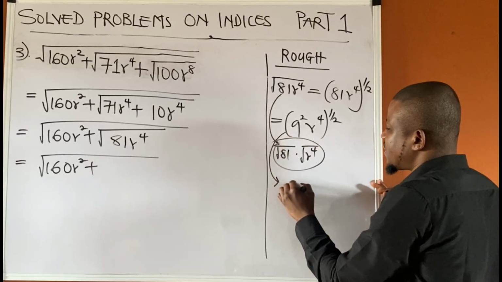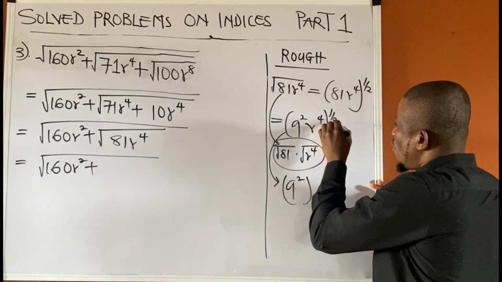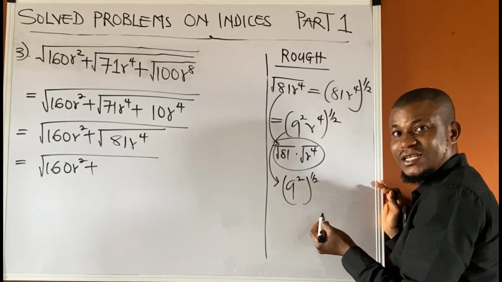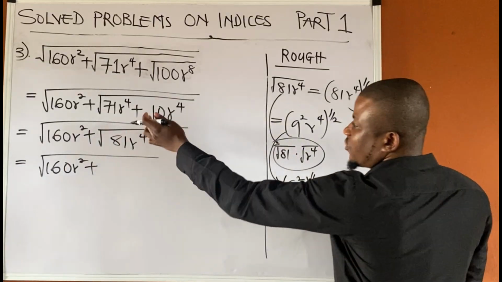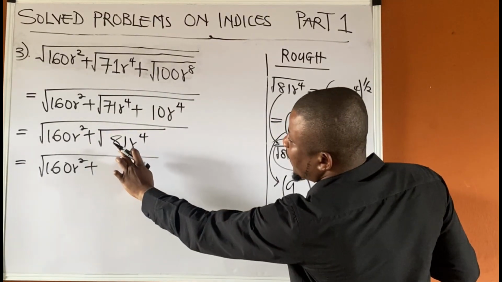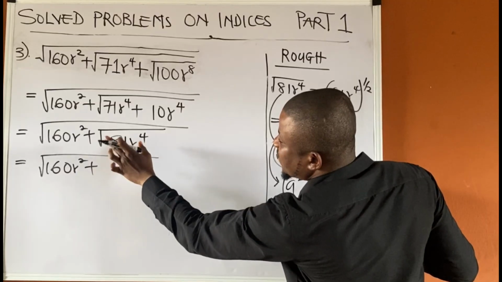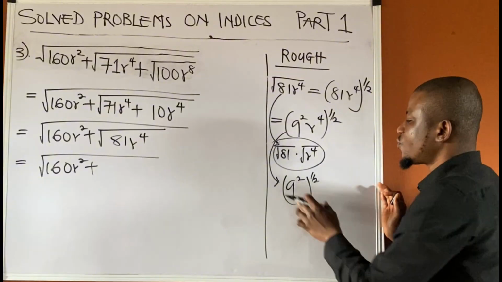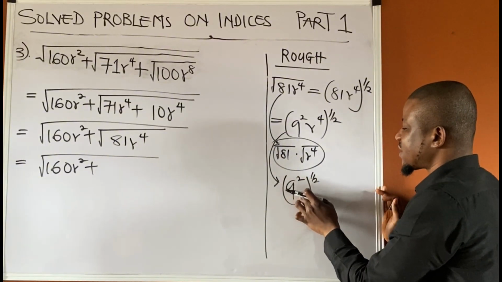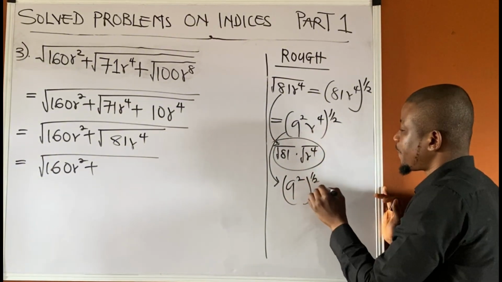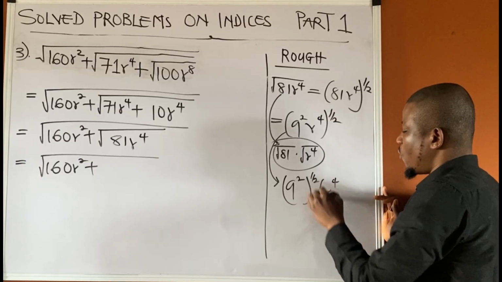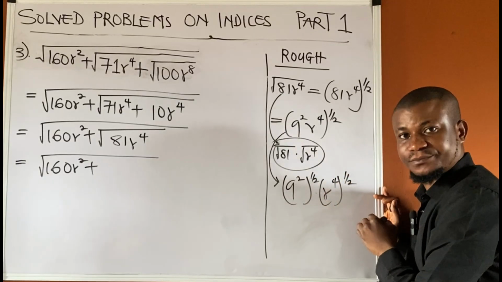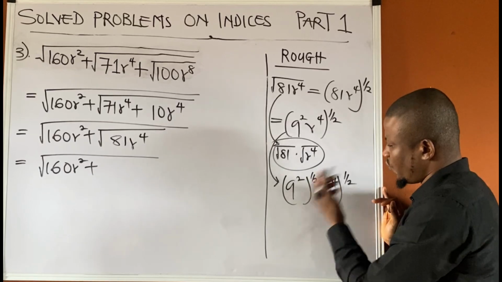So we have 9 squared all to power half, like we did in the previous explanation, when we got this term. Okay, I think it's about this term. So let's take it bit by bit. This is 9 to power 2 all to power half, r to power 4 to power half. So we know what to do here.